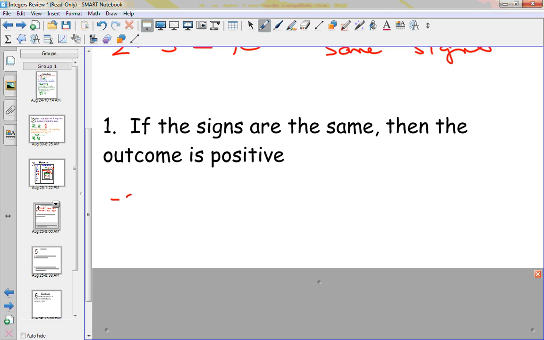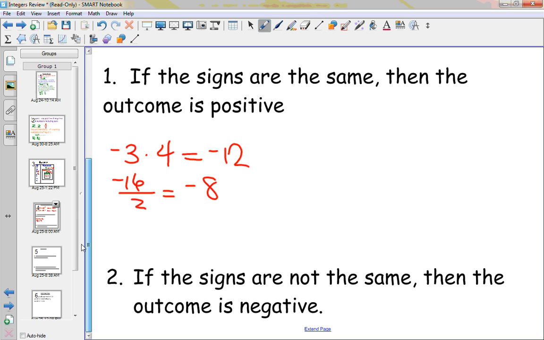However, if I have negative 3 times positive 4, are the signs the same there? No, so the outcome is going to be negative. If I have negative 16 divided by positive 2, negative 8. So the outcome here, if the signs are not the same, then the outcome is negative. Okay, many of you already know how to do this. I want you to try to do it without calculators as best you can.